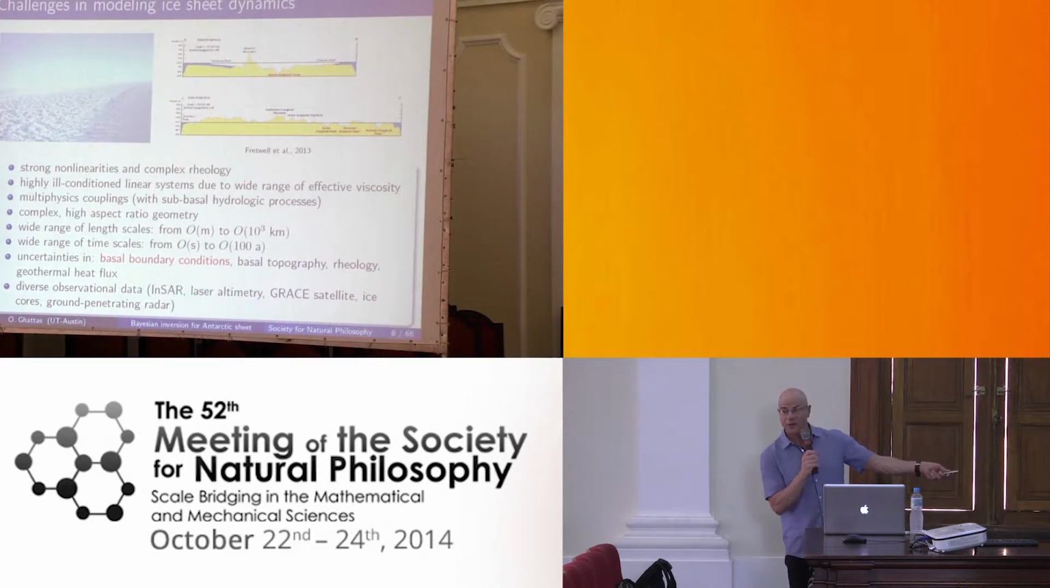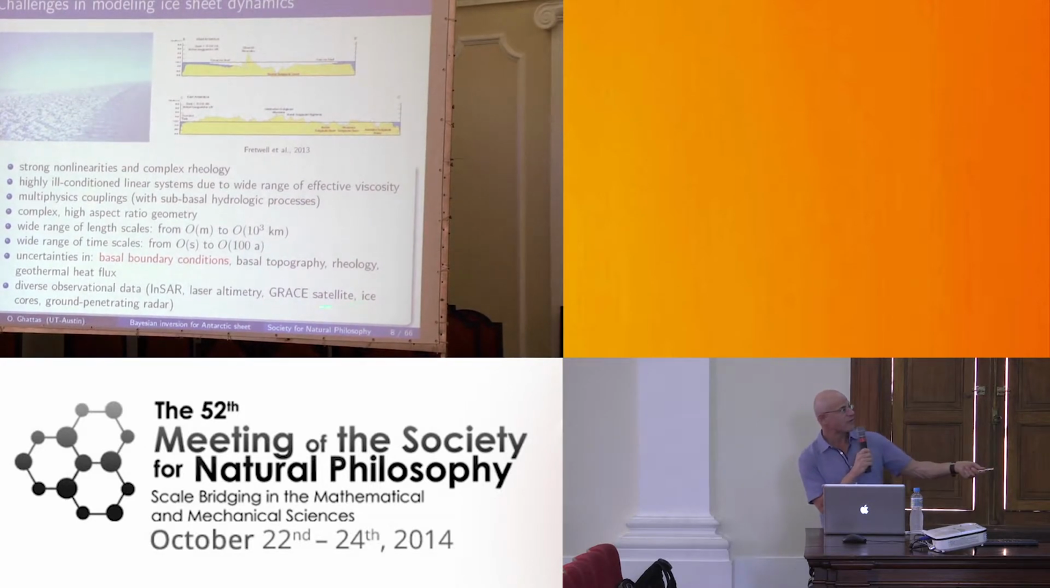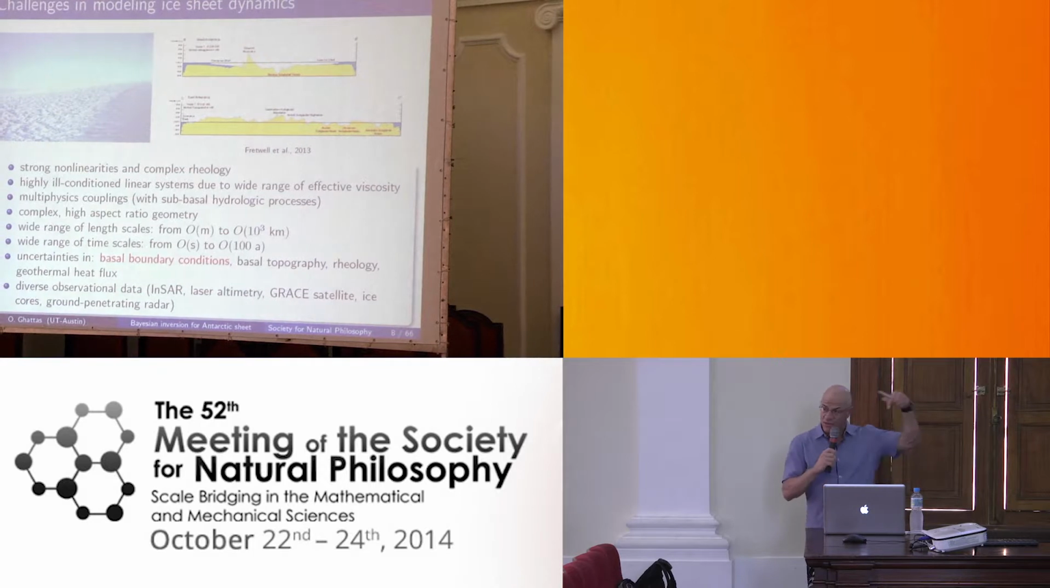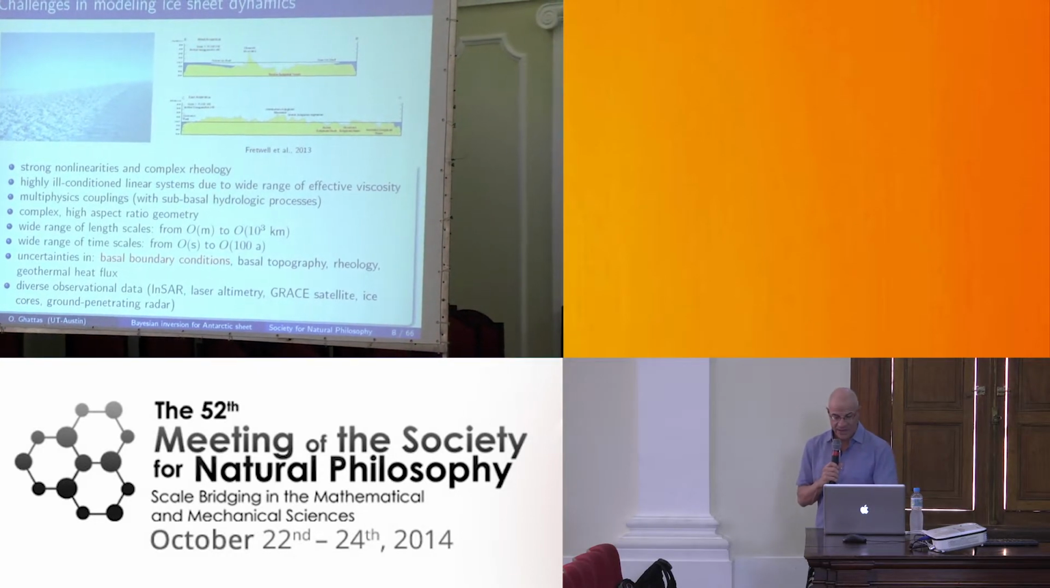Interferometric synthetic aperture radar, which gives us the velocity on the surface. Laser altimetry, which gives us the height. The mass changes due to the GRACE satellite. And we can take ice cores, they're very expensive, but we can do them. And ground penetrating radar, which gives us an image through the thickness, which captures in some sense the deformation history of the ice, because we can see layers due to this volcanic ash.